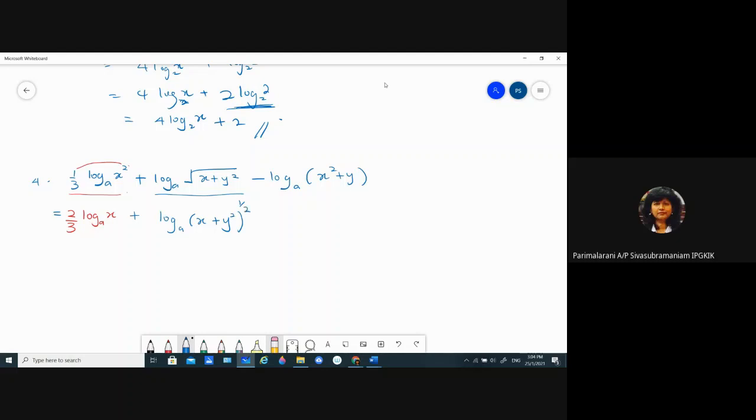I'll come back next line and solve it. Okay. This one we have x square plus y. That means we do this part alone. So this is log x square plus log y base a, correct?